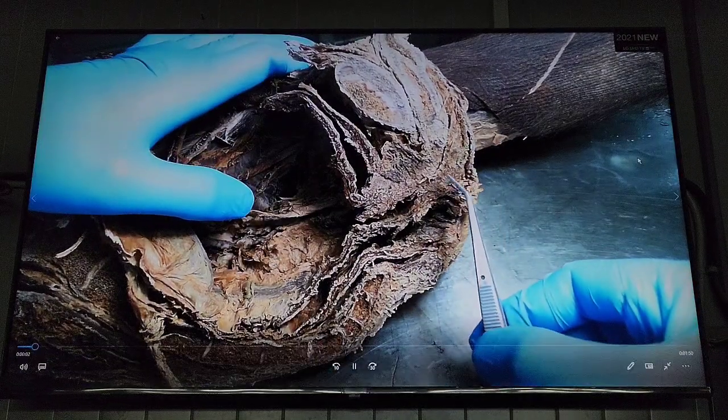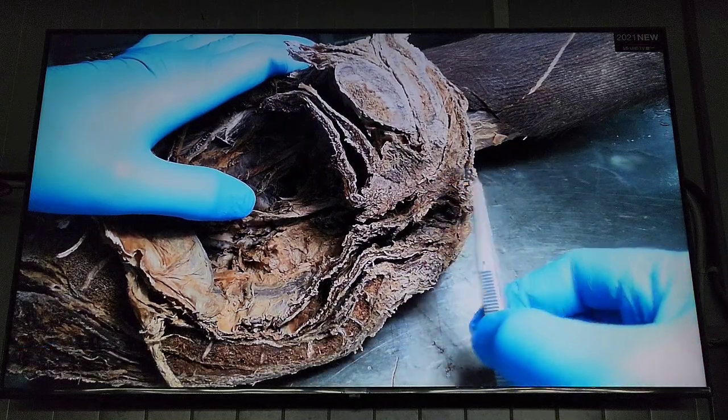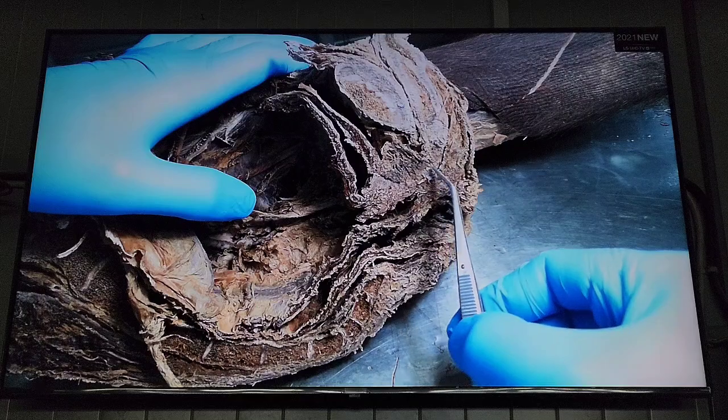As we mentioned, we have two pouches here in the perineum, the superficial perineal pouch and the deep perineal pouch.